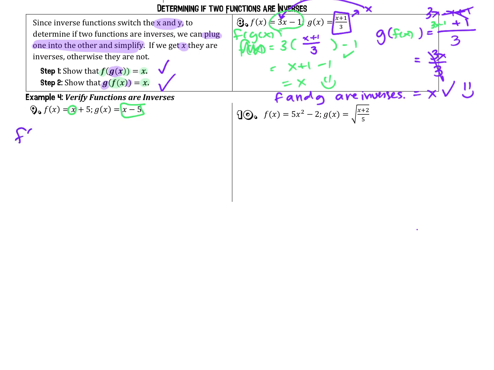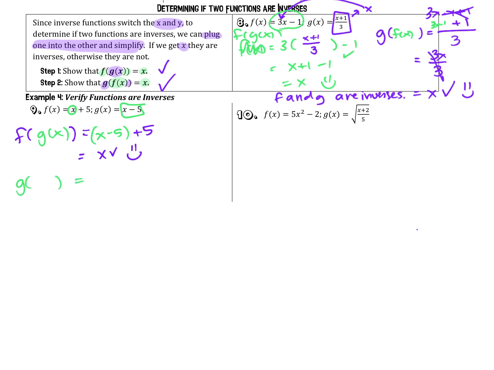So f of g of x, so what I get in f when I plug g of x in for x. So g of x is x minus 5, and f of x is whatever we're plugging in plus 5. And then we're going to simplify. Well, x minus 5 plus 5 is just x. So far, so good.